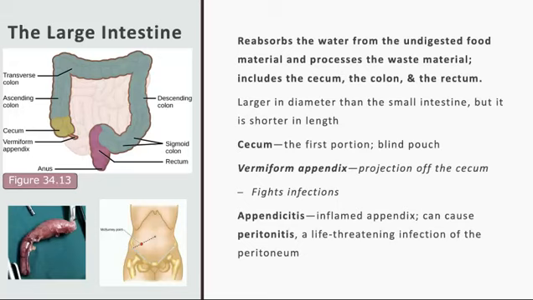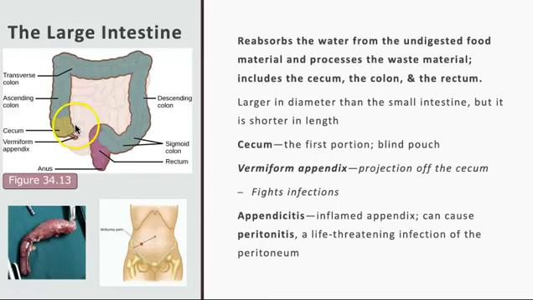And now for our large intestines. This is going to resorb water from our undigested food, and we're going to process our waste material. It's going to include structures known as the cecum, and this in the teal will be called our colon, and then the rectum. So notice how the diameter of our large intestines is wider. So it's larger than the small intestines, but it's going to be shorter in length.